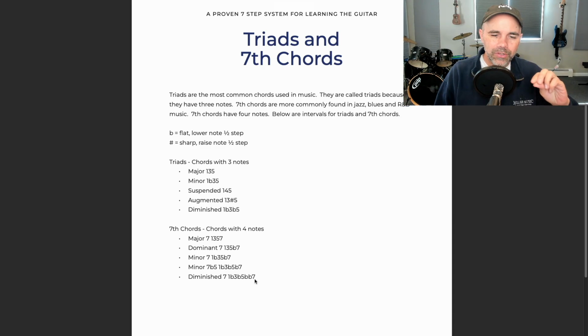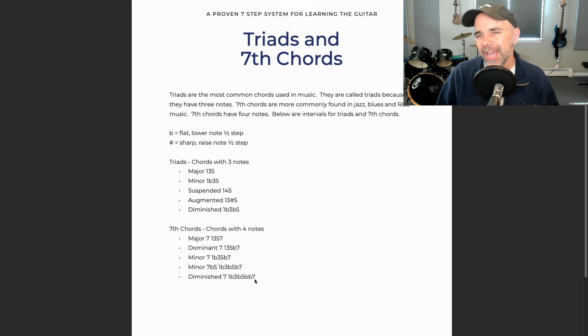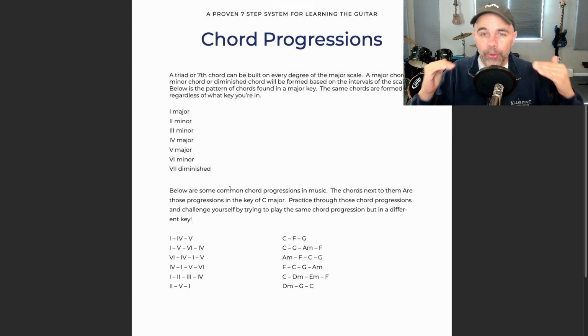Seventh chords are commonly used more in jazz music, in blues, R&B, whereas triads you tend to see more in pop music, folk music, rock music. It's a little bit more simplistic because it only has 3 notes versus the seventh chord, which has 4 notes in it. So now I want to break down what a chord progression is.